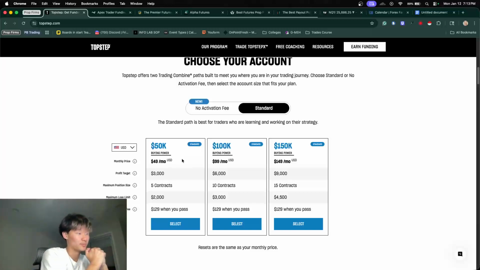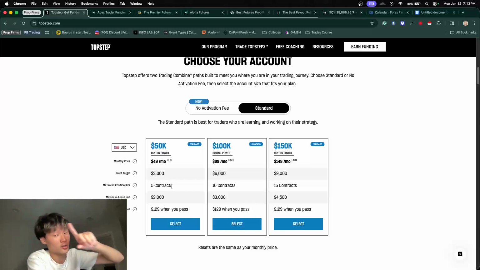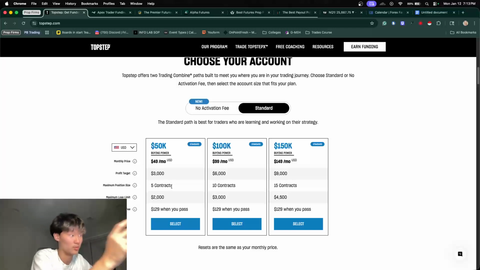So the profit target is obviously the profit you want to hit to even pass that test. Maximum position size is 5 contracts. How this works is 5 contracts for minis, but remember how micros and minis work, right? 5 contracts on minis, but on micros, 50 contracts, because 1 contract on the mini is 10 contracts on the micros. Just remember that. So let's say we're in 10, that means you can do 100 contracts on the micros.